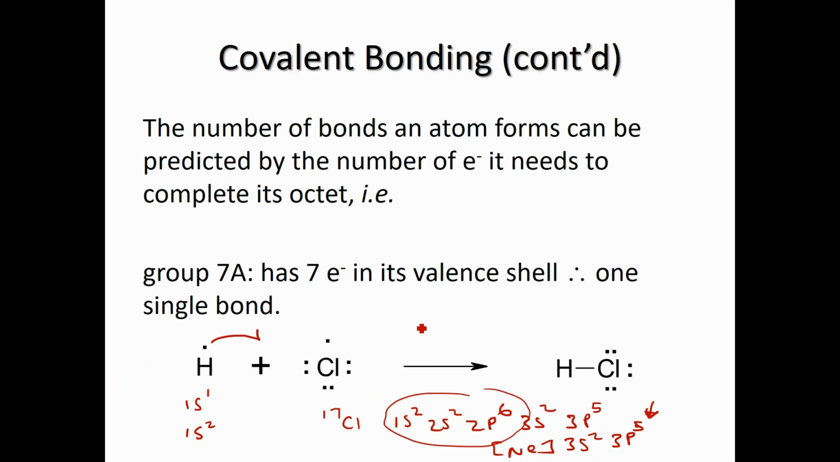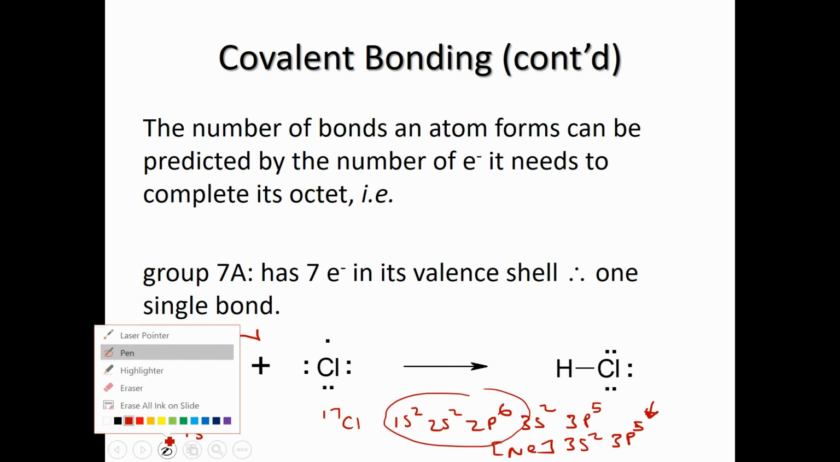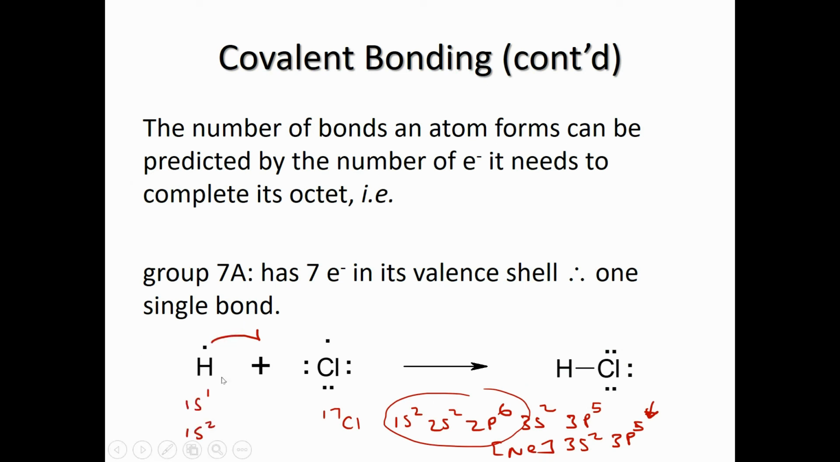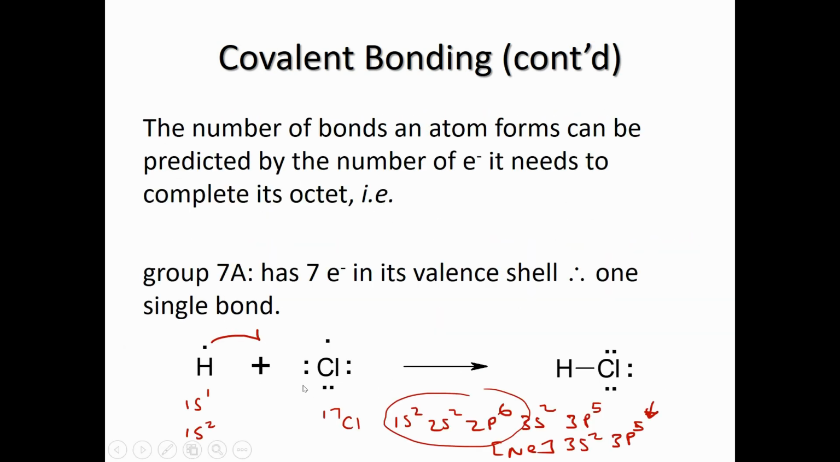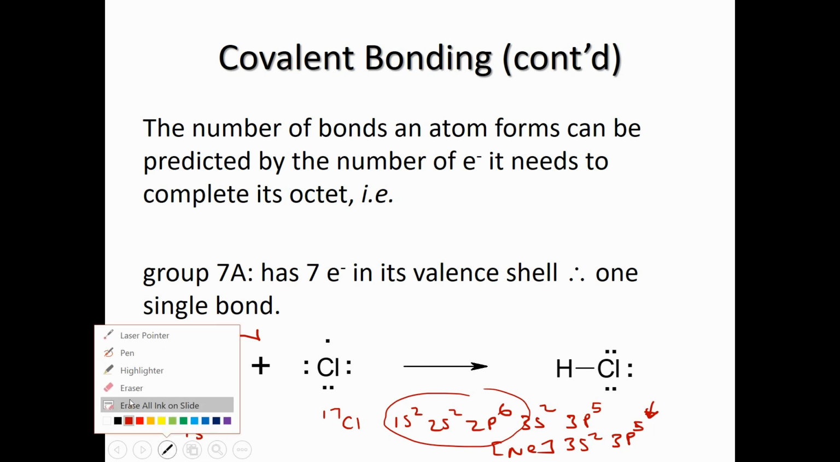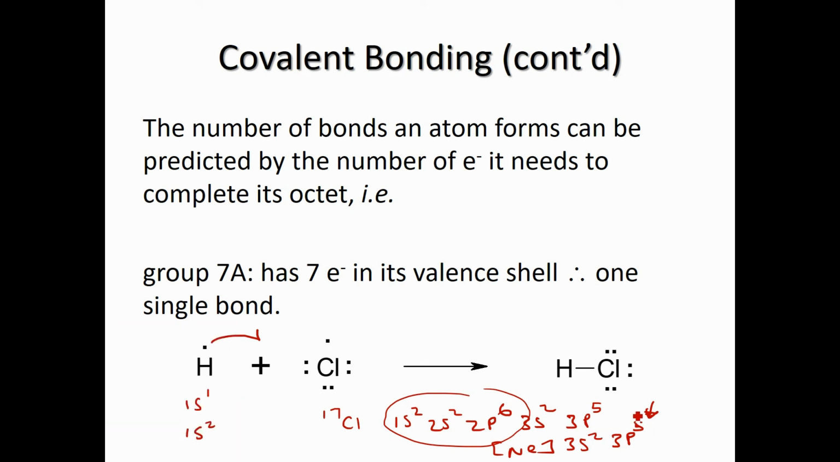Okay, so now that you understand, hydrogen needs to be fully filled to be 1s2, chlorine needs to be fully filled for the p to be p6. So that's why these guys will decide to help each other. They need a symbiotic relationship.